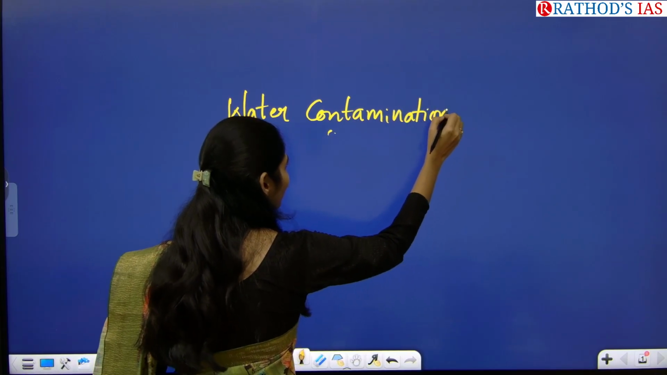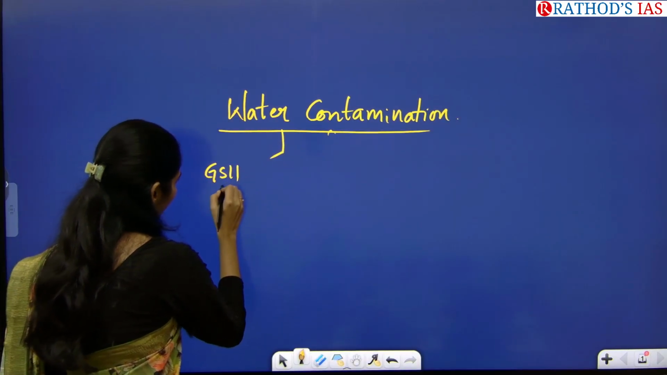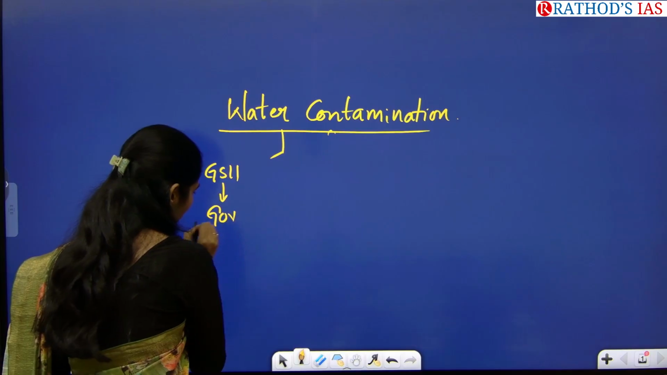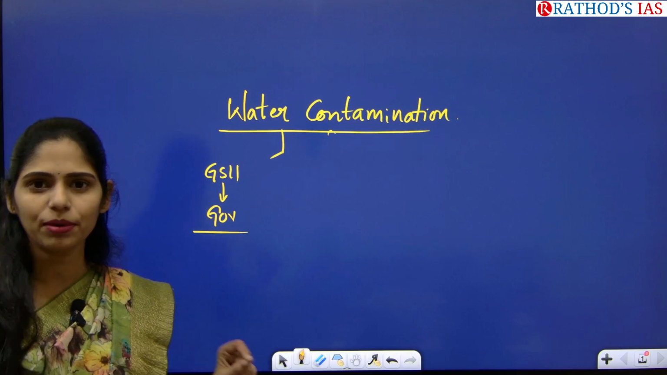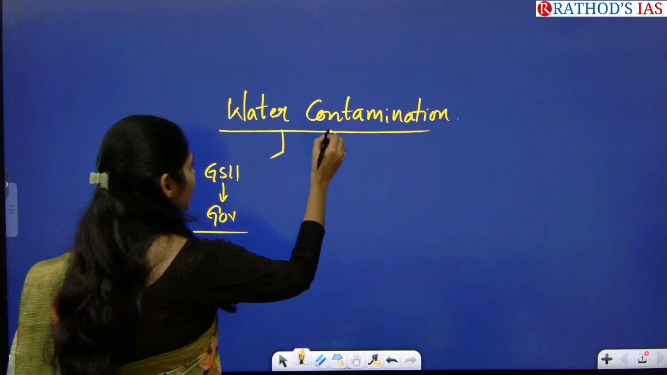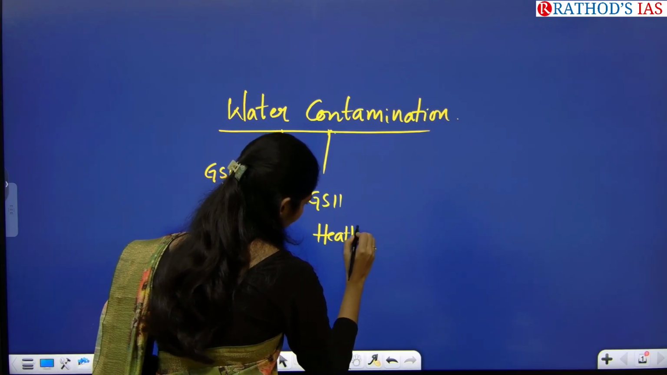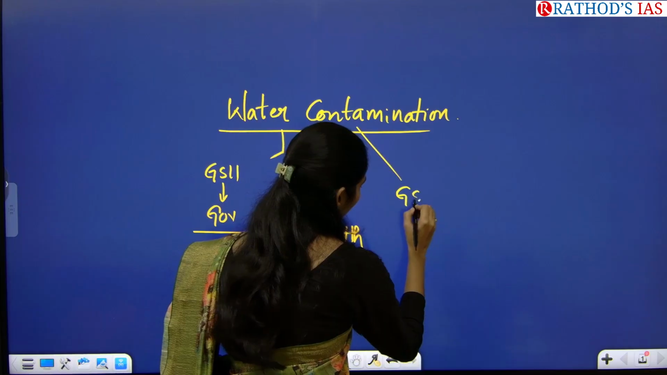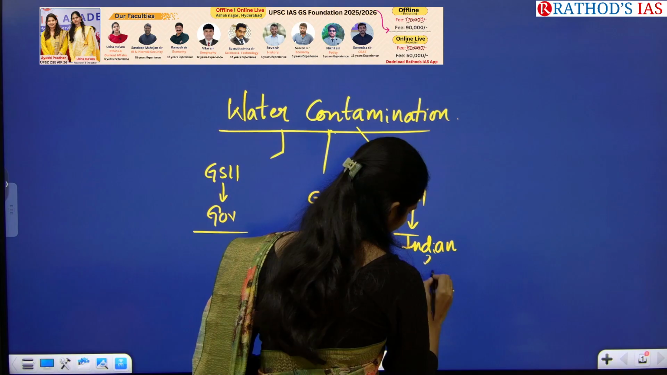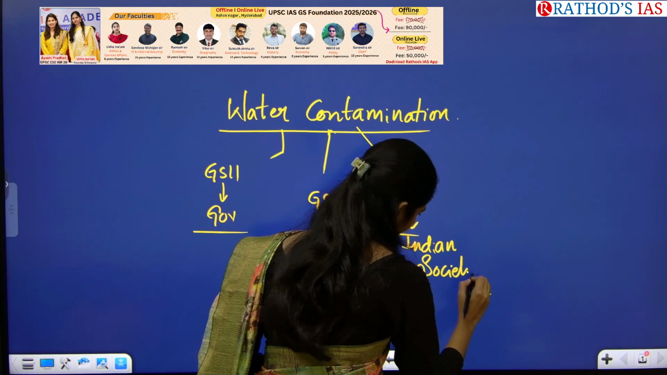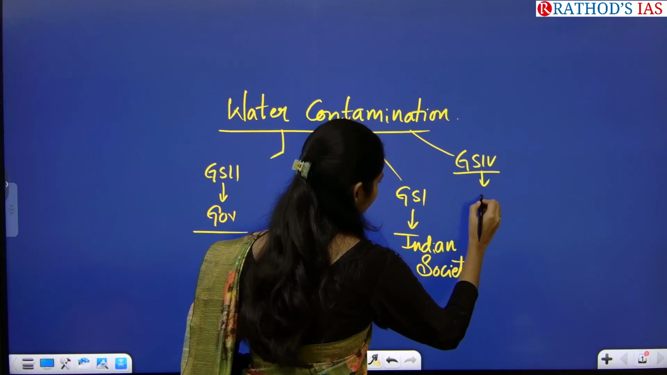So from which subject can we see this? From GS paper 2 under governance, because it is the responsibility of government to provide safe drinking water, and this water contamination happened in piped water. Next, even in GS paper 2 we have a topic called health. And even from GS1 we can study this under Indian society. And there is also a chance of getting a case study in your GS paper 4 ethics.